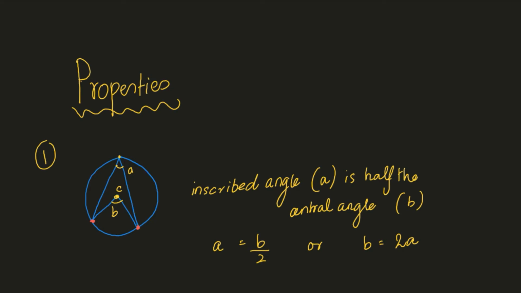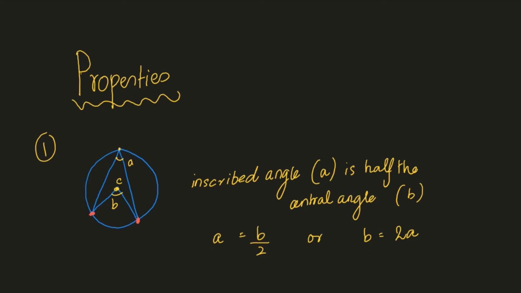So this angle is half the angle formed when these same 2 points intersect at the point C, which is the center of the circle, to form the angle B. So the angle at the circumference, which is the inscribed angle, is half the angle at the center, which is the central angle. So A is half of B. A is equal to B upon 2, or B is equal to 2A.